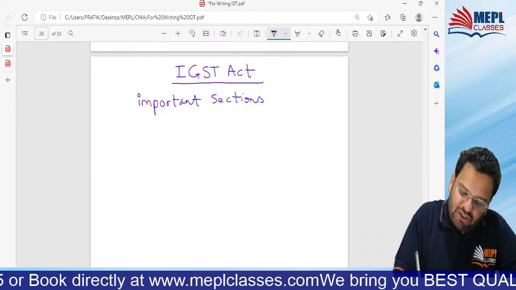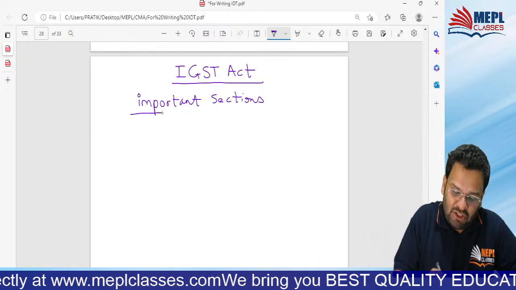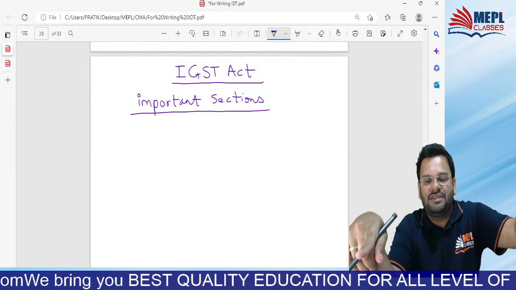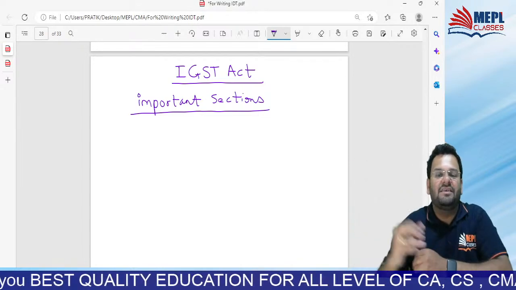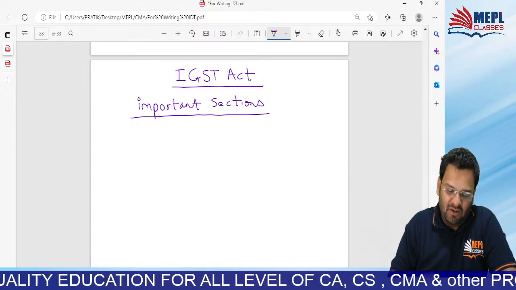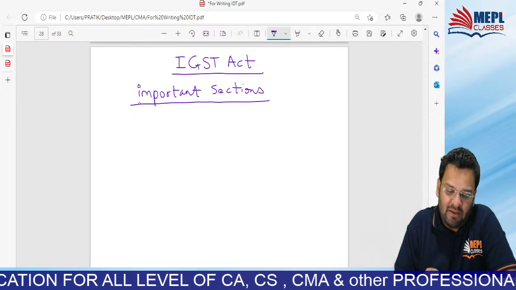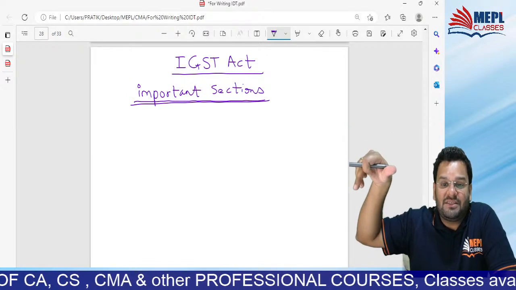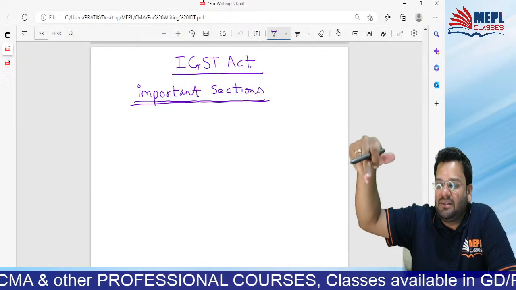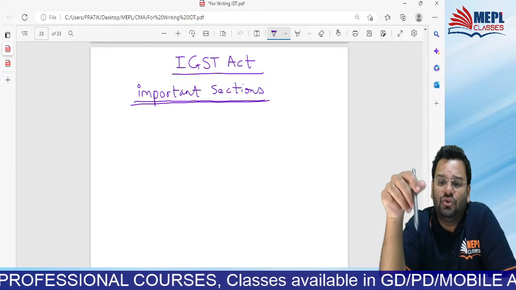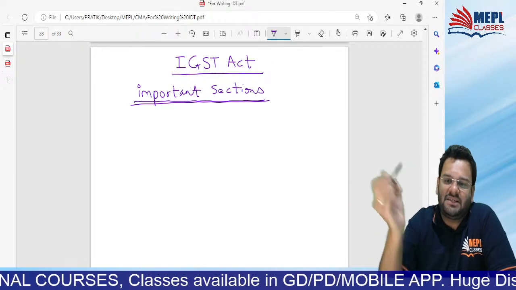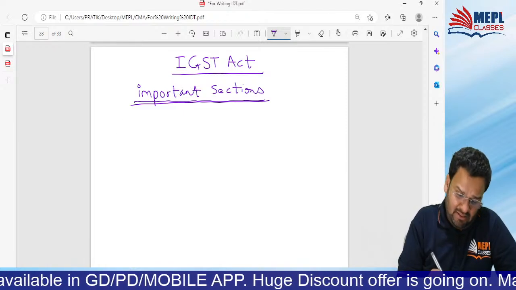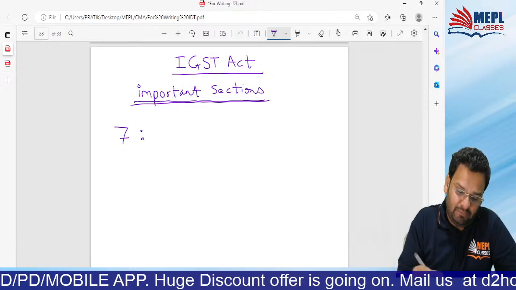You know, levy and collection in IGST Act is section 5. But once you understand levy and collection in CGST, you automatically will understand in IGST. Everything in IGST will remain same, except the word used in CGST is intrastate supply. Here the word used is interstate supply. So what we will start in IGST Act is section 7.